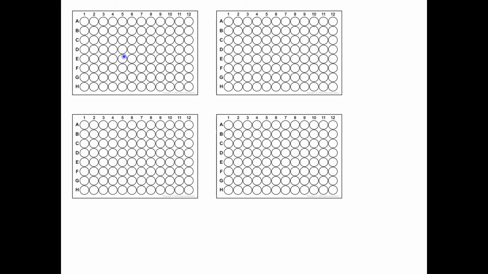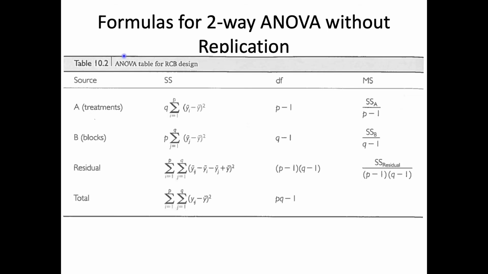Other ways in which you might have unreplicated designs are in business, which we'll see in a few minutes. We're going to look at some economic data. So here are the formulas for a two-way ANOVA without replication. You have treatments, you have the effective blocks, you have a residual term, and you have the total. And what you notice in this is you don't have any interaction term.